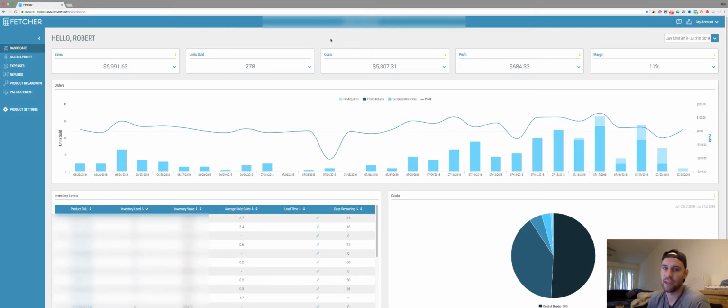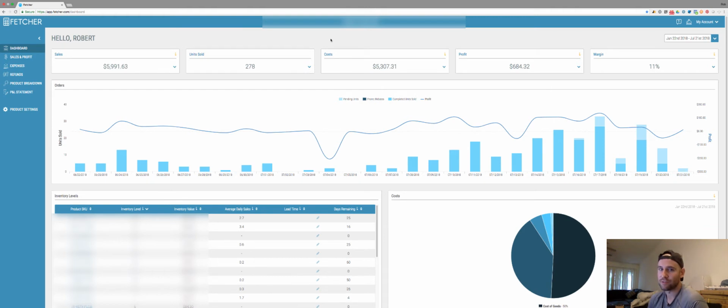Today I'm going to be talking about the tool Fetcher. It's a great tool. If you don't have it, I suggest getting it. It's made by Greg Mercer, the same guy who did Jungle Scout and JumpSend. So, pretty reputable guy and pretty reputable tools.